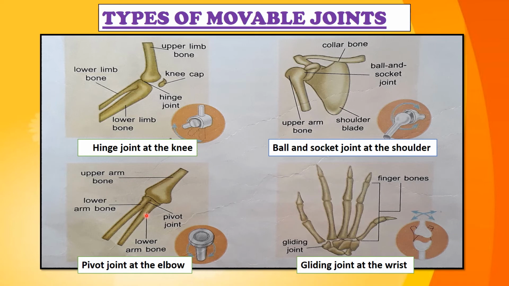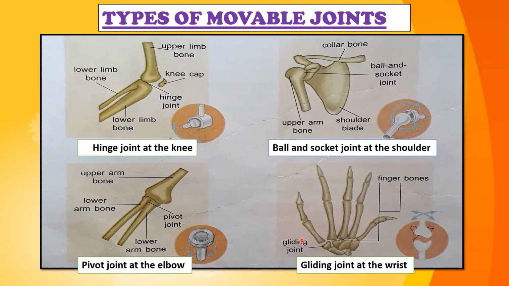Pivot joint. It allows rotation around an axis. The neck and the forearms have pivot joints. It allows us to move our neck forward and backward and from side to side.